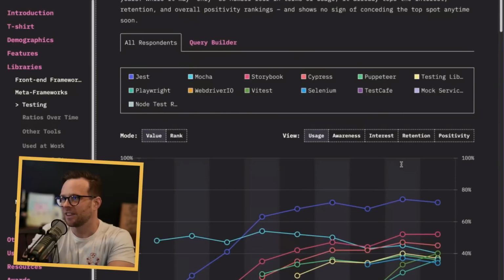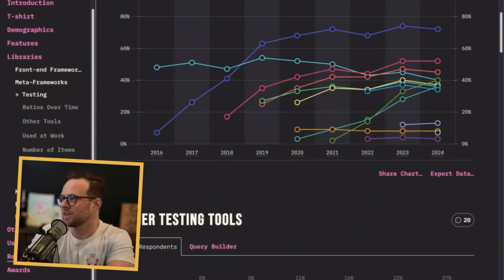Testing here, the testing tools. If you look at the testing tools, there's like 10 plus testing tools on this list.